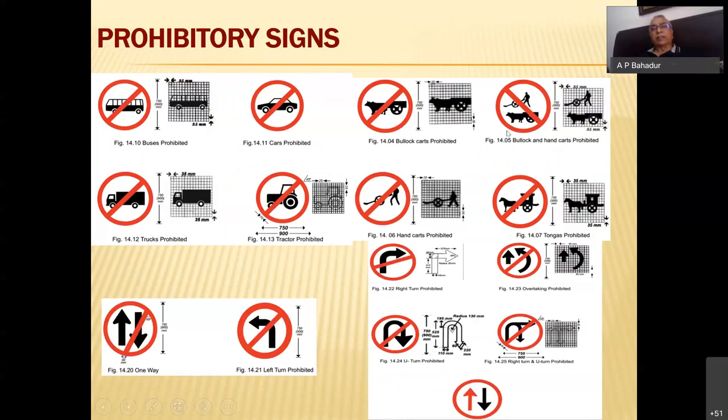So these are some of the useful signs. Buses prohibited, cars prohibited, etc. This could be useful for a pedestrianized street. Then cart, bullock cart, tanga, hand cart. These are prohibited. These are prohibitory signs basically. Then these are prohibitory signs in terms of direction. No right turn, no overtaking, no U-turn, one-way traffic, no left turn, one-way traffic, etc. These are some of the regulatory prohibitory signs.